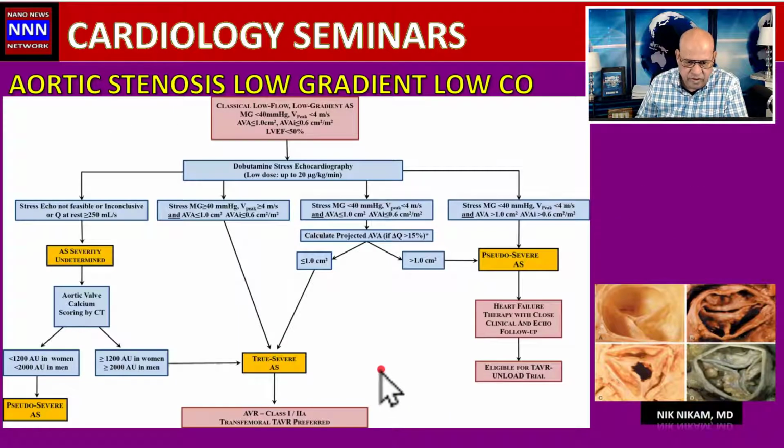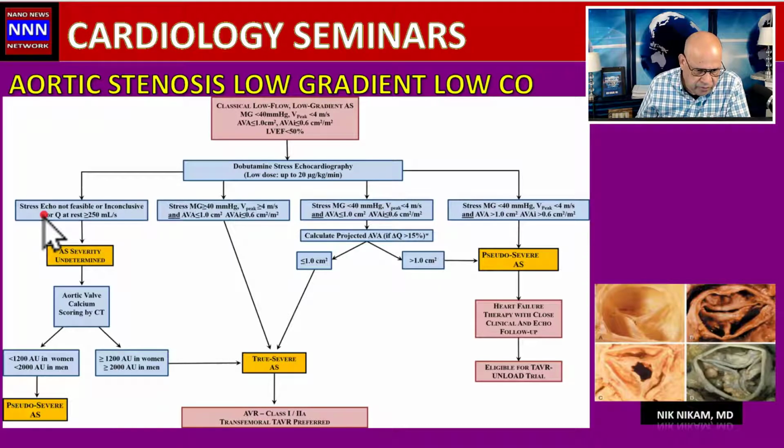Let's look at this from a different angle. This is from a different study, but maybe we'll pick up some extra points here. Classical low flow, low gradient aortic stenosis: mean gradient less than 4 meters per second, and aortic valve area is the same thing. So dobutamine stress echocardiography up to 20 micrograms per kg per minute.